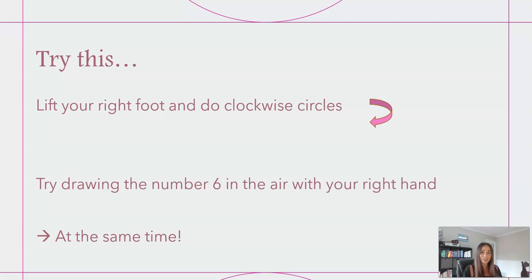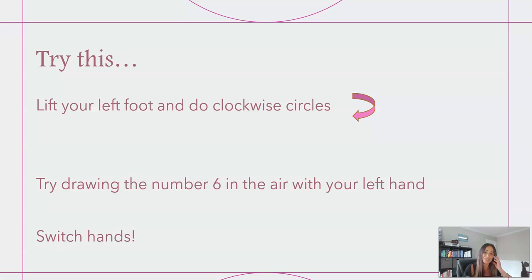Okay, so now while you're sitting, I want you to take your right foot and move clockwise, so the same direction the clock would turn, clockwise to the right. So move your right foot in a circle to the right, and then while you're doing that, take your right hand and try to draw a number six and see if you can still make your right foot move in a clockwise direction. Can you still do it? Draw the six and move your right foot in a clockwise direction at the same time. Was it hard?